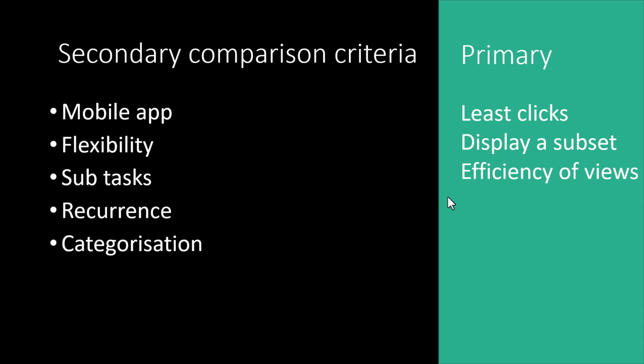There are secondary comparison criteria, for example, the flexibility, whether it has a mobile app, being able to do things like subtasks and recurring tasks, and how they categorize things.